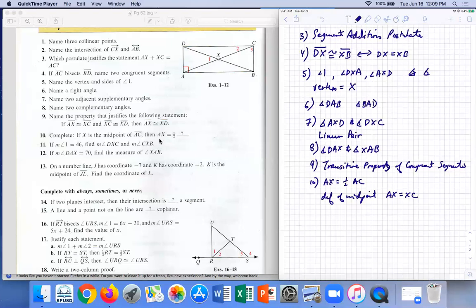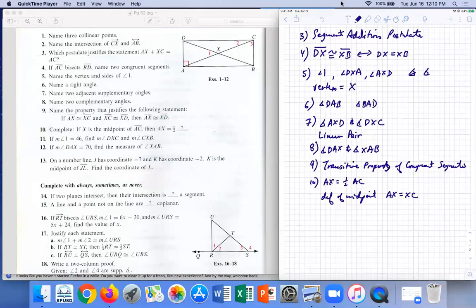So AX is equal to XC. I know this is taking longer because I'm also trying to give you a review of chapter 1, so I'm trying to go over what I remember about it. But then actually doing it, if X is the midpoint of AC, AX is half of AC. All right, let's see.